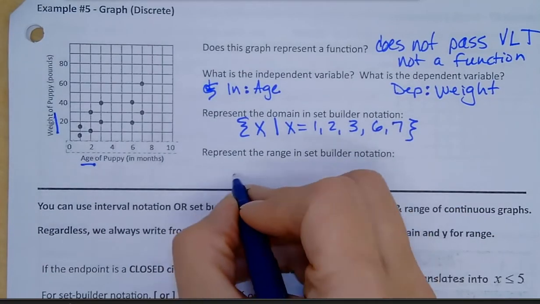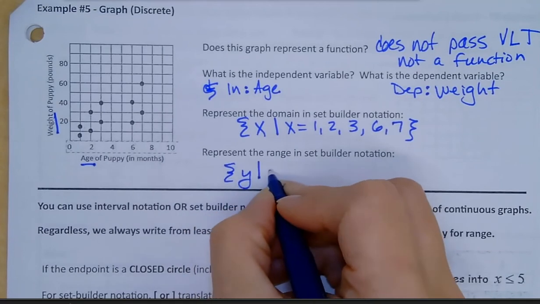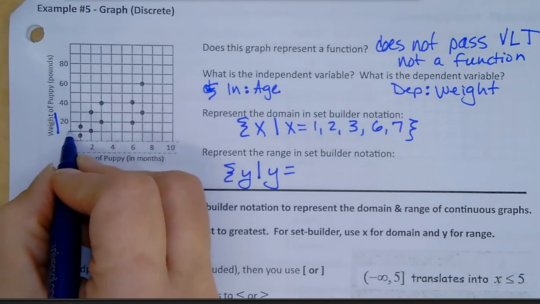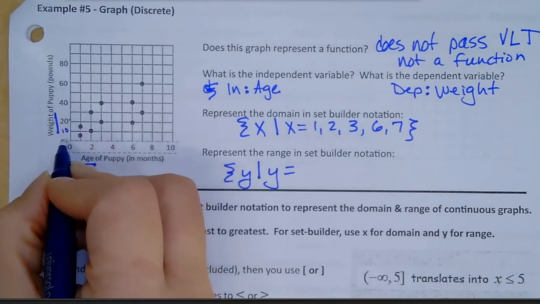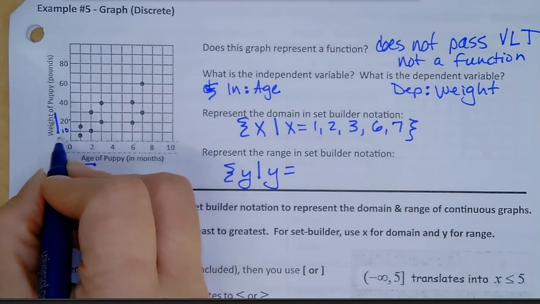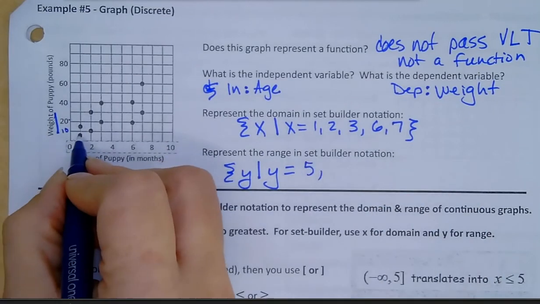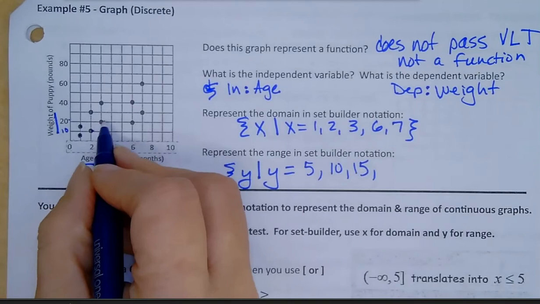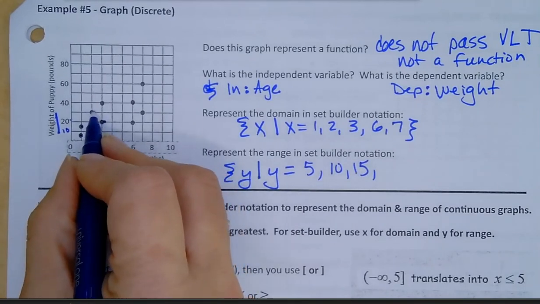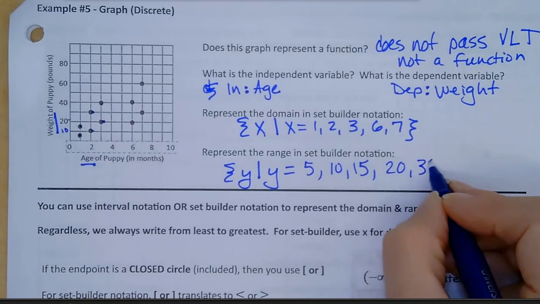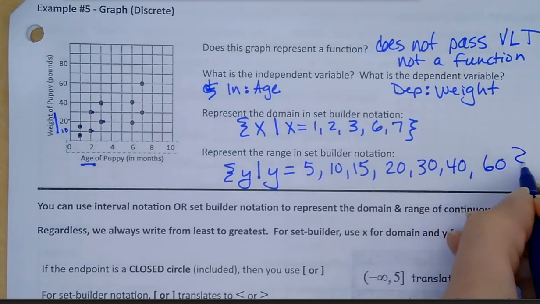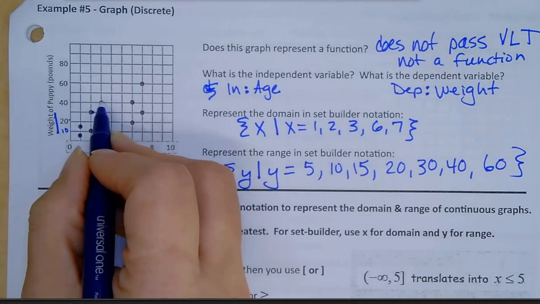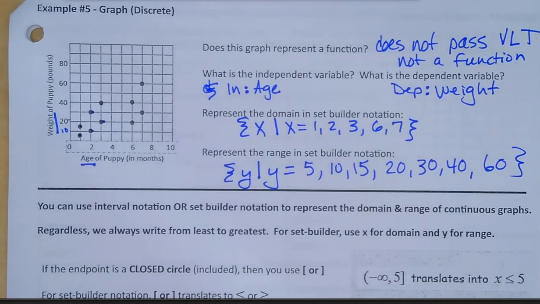If I want to represent the range, I'm going to tell you all of the y's such that y equals some things, and I'm going from bottom to top. So if I know this is 0 and this is 20, I know this guy must be 10. So in between 0 and 10, we're going to say that's 5. So I have something at 5, right? That's at 5, and then at 10, and then at 15. And then I have 20, 30, 40, and then I have 60 is my last one, right? So 5, 10, 15, 20, 30, 40, and 60. Those are my possible y values, so that's my range.